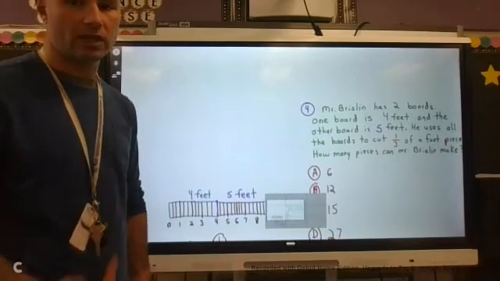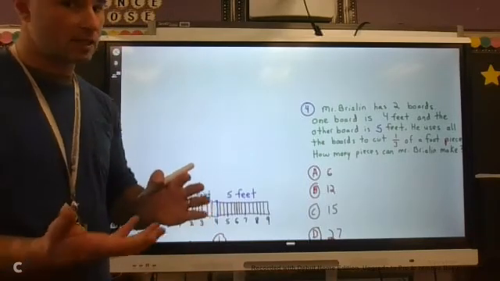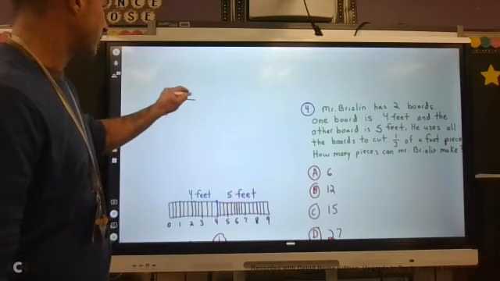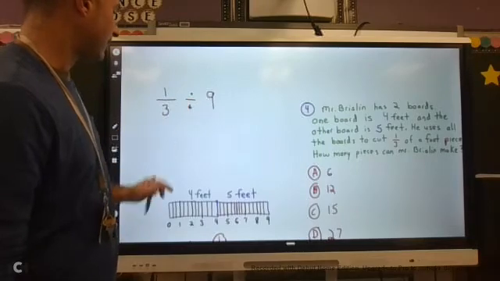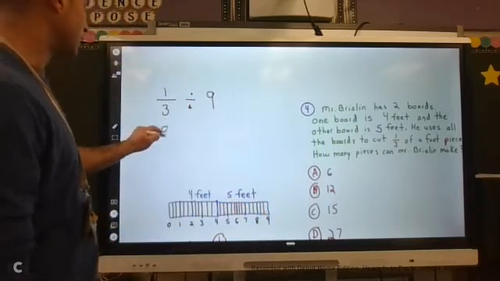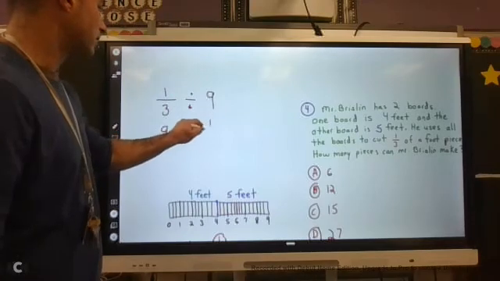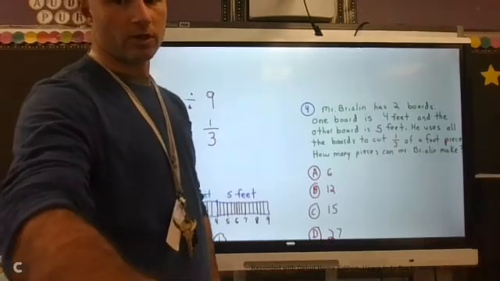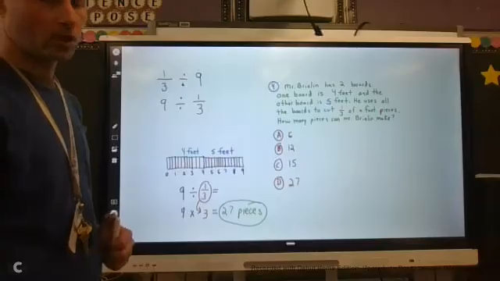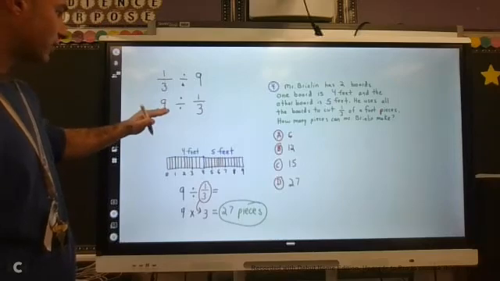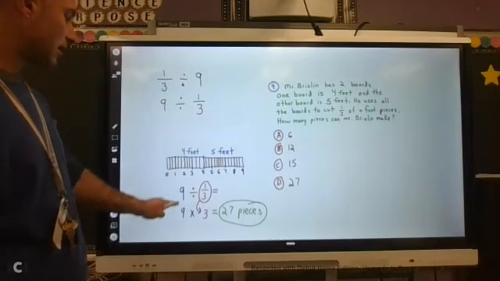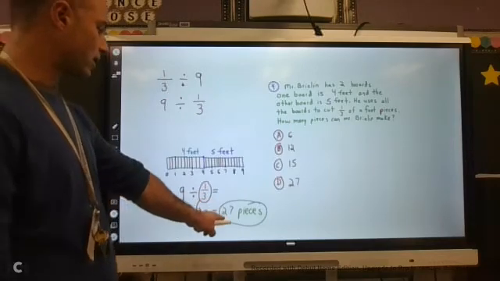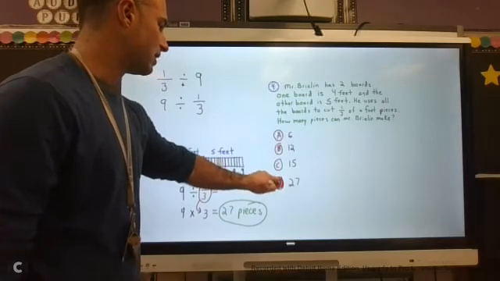Which expression is going to give me that? I'm going to give you a hint. It's not multiplying. So am I going to do 1/3 divided by 9 to figure out how many pieces I have here? Or 9 divided by 1/3 to figure out how many pieces I have here? I'm going to hit the pause button for you to determine that now. Okay, so the correct expression would be 9 divided by 1/3. 9 divided by 1/3, when I flip the 1/3, you get 3. 9 times 3 will give you 27 pieces, the answer being D.